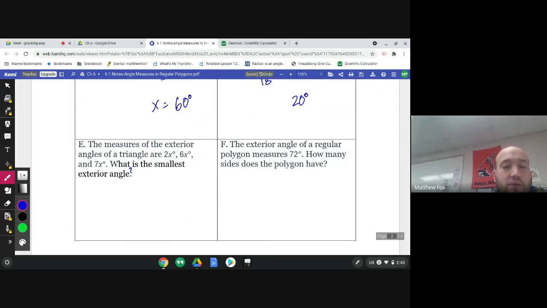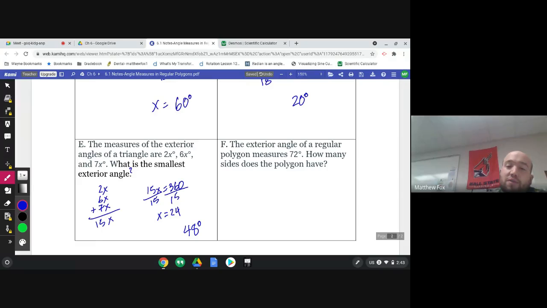Okay, so 2x plus 6x plus 7x. If we add that all up, we're going to get 15x. So we just have 15x equal to 360. Divide by 15. All right, at this point, if we divide that, we will get x to be 24. Now it says, what is the smallest exterior angle? The smallest one, 7, 6, 2 is clearly 2. So we plug that 24 in. 2 times 24 will give us 48 degrees.